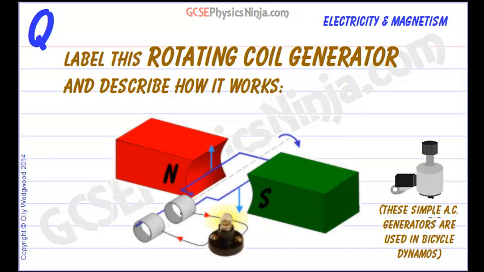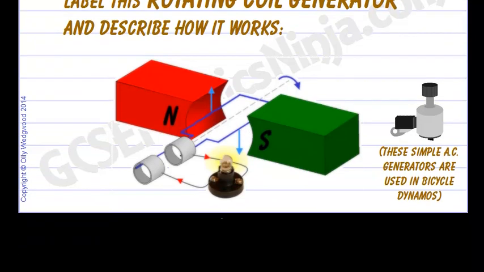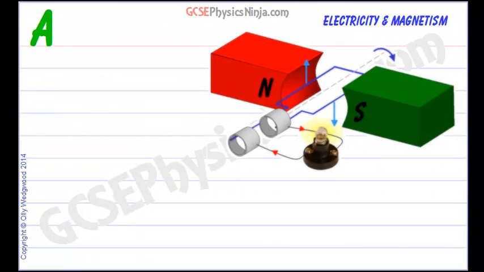They are called AC generators because they will generate an alternating current, AC, that will be flowing backwards and forwards depending on how fast this coil rotates. So let's take a look and label up this diagram to start with.